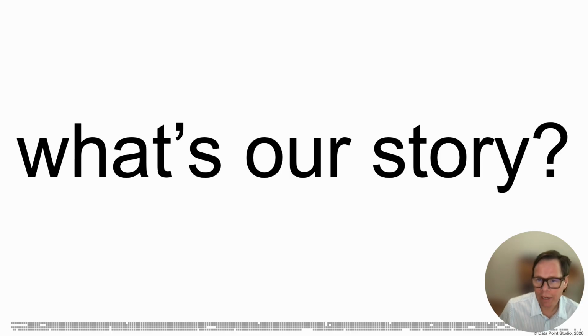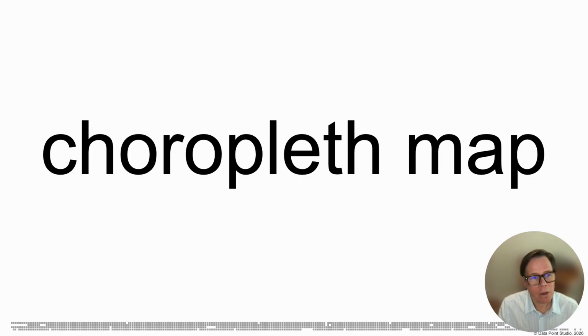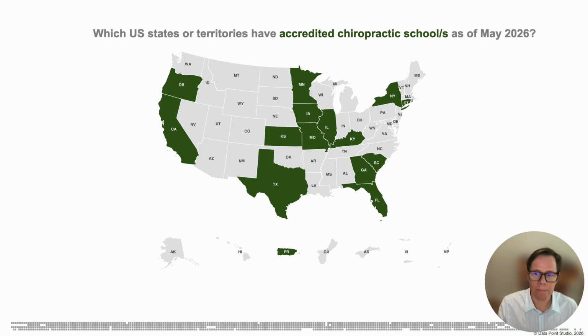So now we do have location data, and it's calling for a story, but more specifically, it's calling for the question. And we have options. One option would be a choropleth map. Here is a choropleth map. We have aggregated these data by state into a binary measurement system, 1 or 0, yes or no. The green color expresses the presence of a chiropractic school, whereas the gray is the absence.